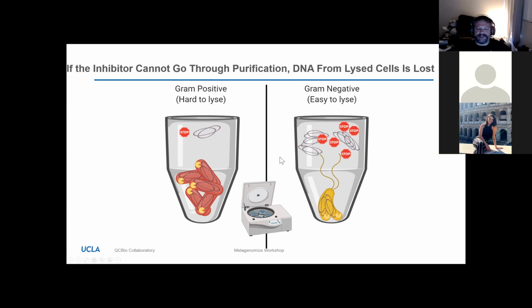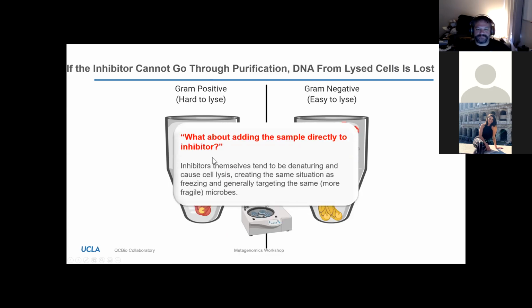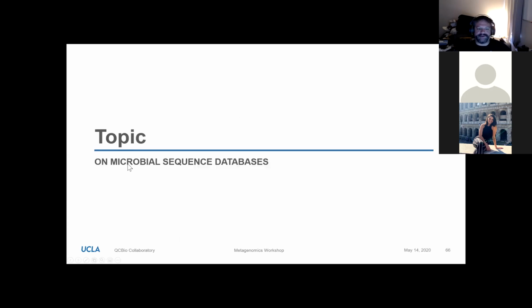So it's kind of a complicated issue, but it makes more sense when you think through it. You have to make sure that this inhibitor can also go through your extraction process harmoniously, so it's not going to mess up your DNA binding to columns or whatever else you're doing for extraction. That you can extract DNA without having to throw out inhibitor. Because if you have to throw out your inhibitor, then you wind up throwing out anything that went into the inhibitor solution. Adding sample direct to an inhibitor is about the same issue, because the inhibitor itself tends to be lytic, and obviously some things lyse easier than others.